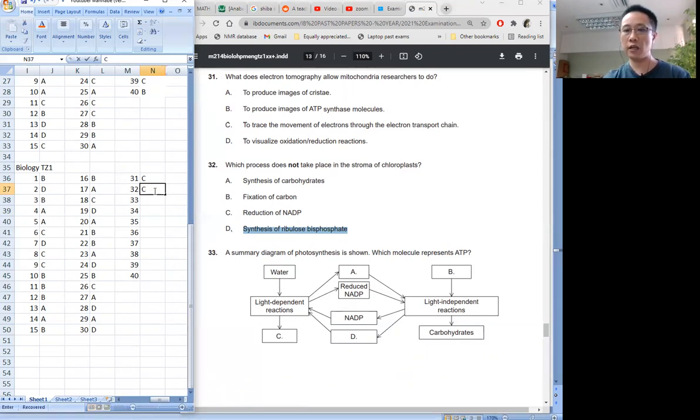Could you reduce NADP during the light-dependent reaction at the end of the electron transport chain? I'm guessing that occurs on the thylakoid membrane. So we'll see.